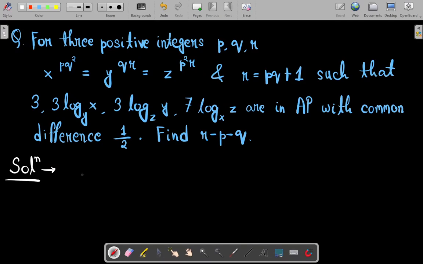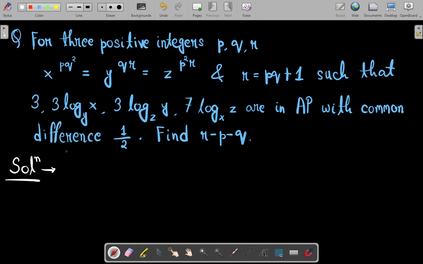Hello everyone. In this question, it is given that for three positive integers p, q, r, x raised to the power pq square is equal to y raised to the power qr is equal to z raised to the power p square r. And it is also given that r is equal to pq plus 1 such that 3 log x base y, 3 log y base z, and 7 times log z base x are in arithmetic progression with a common difference of half. Okay, so we have to find the value of r minus p minus q.